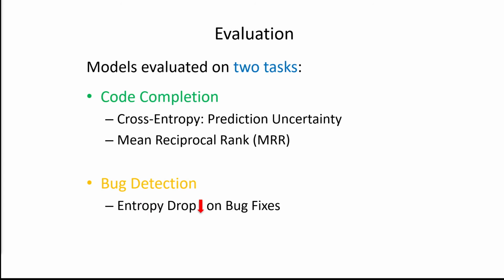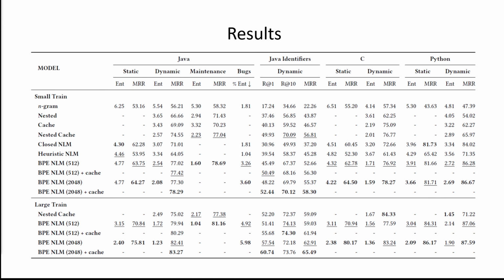Then we evaluated the model on two tasks. That is code completion, where we measure entropy, the degree of uncertainty of the predictions, and MRR, which is the average of the inverse rank of the predictions. And for bug detection, we measure how much the entropy drops on bug fixes. Here are some results. I'm not going to talk about them, but you can pause and have a look, or you can read the paper if you want more information. What we want to highlight here is that we have made a very extensive evaluation, and as you can see, our model is state-of-the-art in all cases.